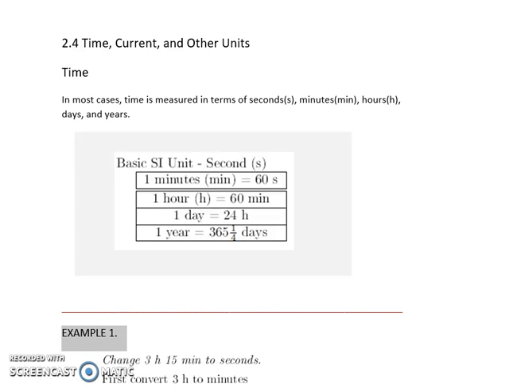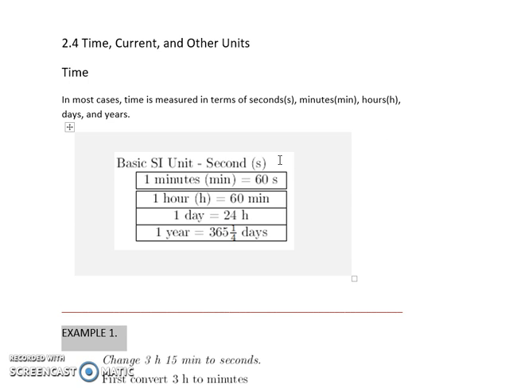Time, current, and other units. Time. In most cases, time is measured in terms of seconds, minutes, hours, days, and years. In this table are the most common conversion factors for time units, such as 1 minute, which is 60 seconds, 1 hour, which is 60 minutes, 1 day is 24 hours, etc.